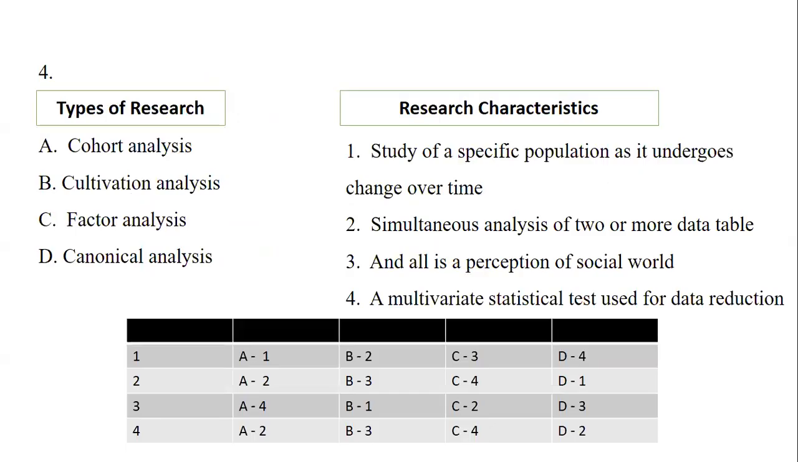Okay. Now, you have column A as types of research and column B as research characteristics. So if we look at those, the research types are cohort analysis, cultivation analysis, factor analysis, and canonical analysis. Maybe you have not read about them, or you must have studied them in detail. So we have to first understand what these researches are called, and then understand what exactly the characteristics of this research can be. So we have such a long list.